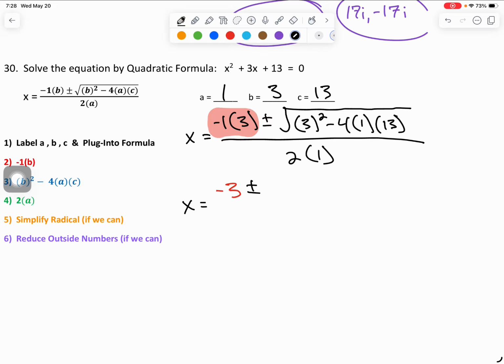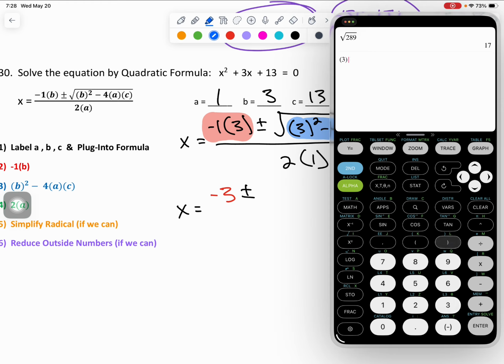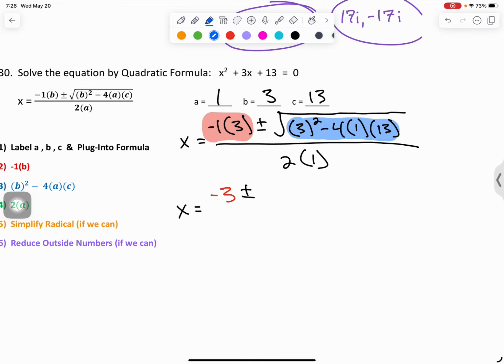Bring down that plus minus. Again, everything, and look, step 3, everything underneath the radical, our discriminant here, we're just going to put in the calculator. Open 3, close it, hit x squared, minus 4. Open 1, close, open 13, close, hit enter, we get negative 43. Set that over 2 times 1, which is 2.